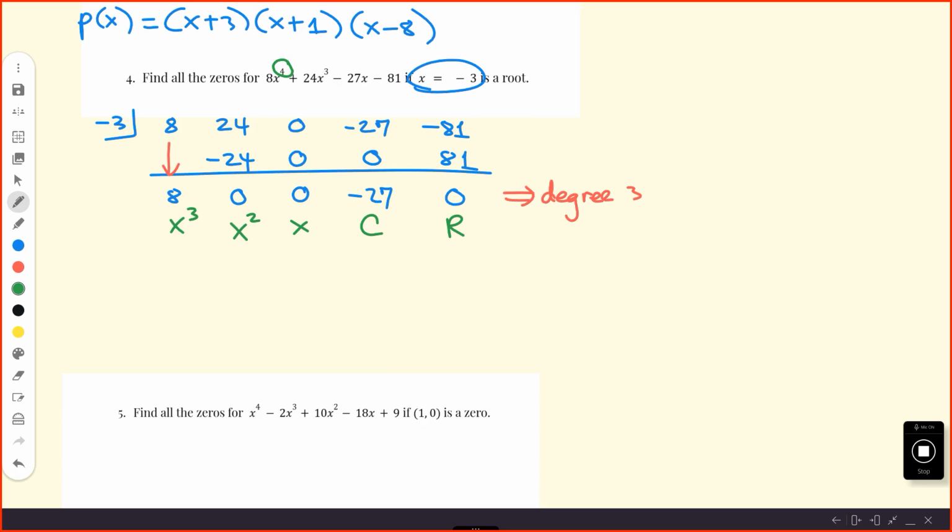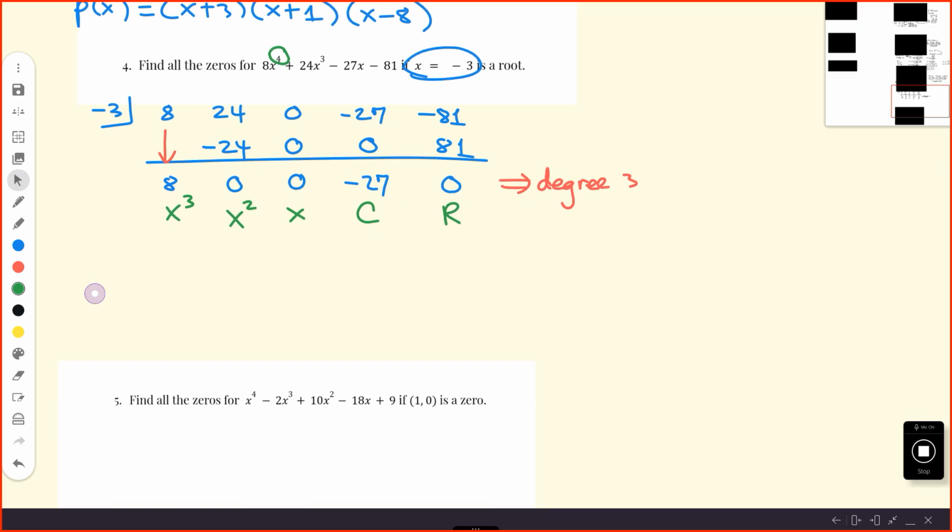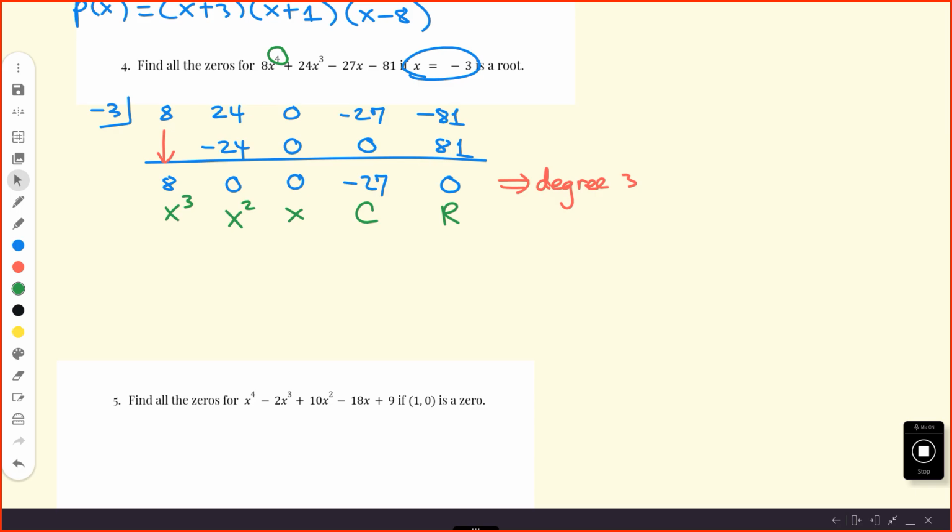Why did you say it would be degree 3 instead of degree 4? Yes, because we're dividing the given polynomial by something, by x. Let's say x plus 3 or x equals negative 3. And so the degree of the polynomial will be reduced by 1. So the resultant would be degree 3.